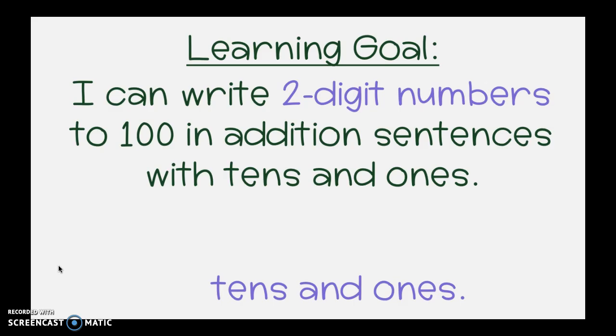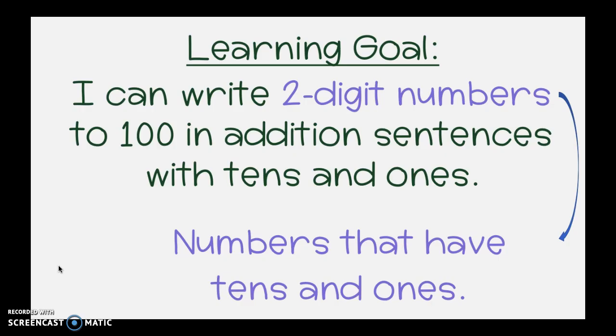Awesome. We did a lot of really good work. Now our learning goal said I can write two-digit numbers to 100 in addition sentences with tens and ones. And that's exactly what we've been doing. Don't forget, two-digit numbers are just a fancy way of saying numbers that have tens and ones. You know, those really, really big numbers that we've been working with.